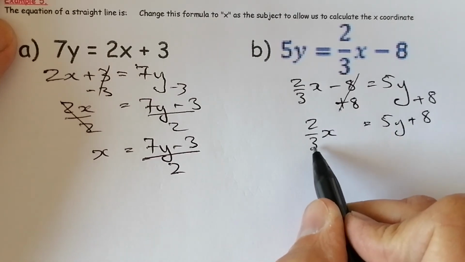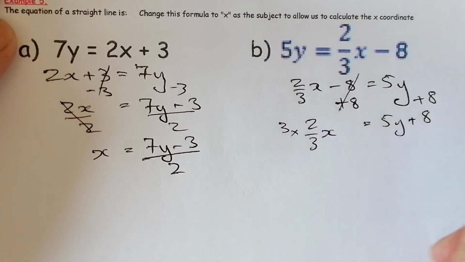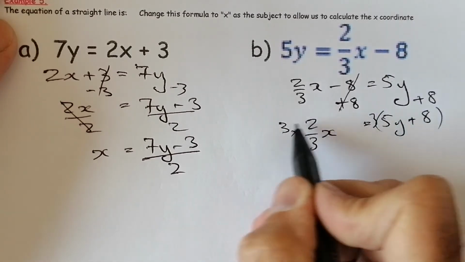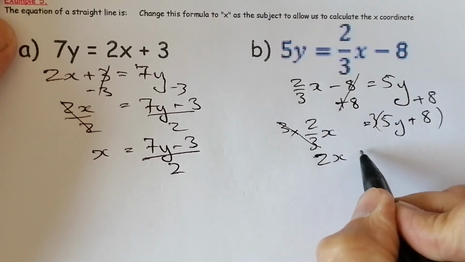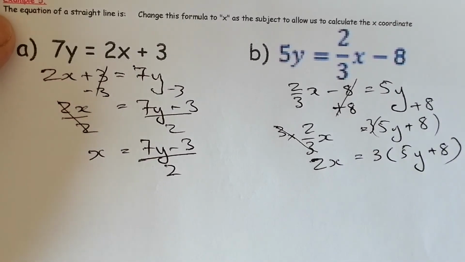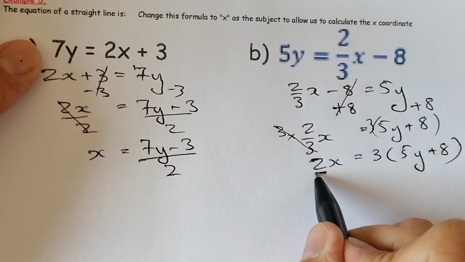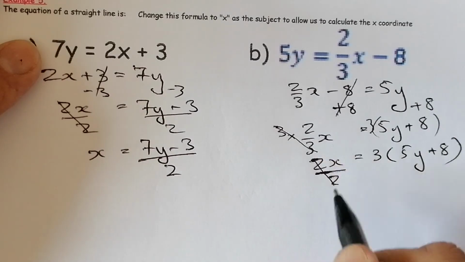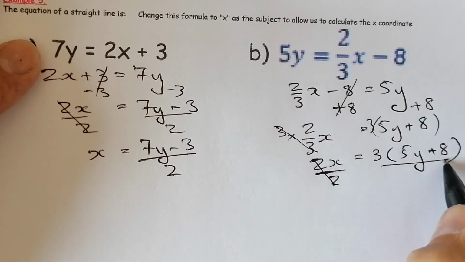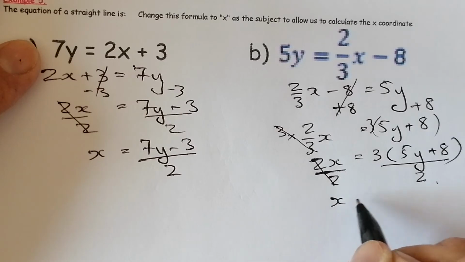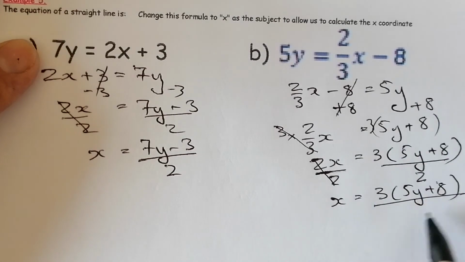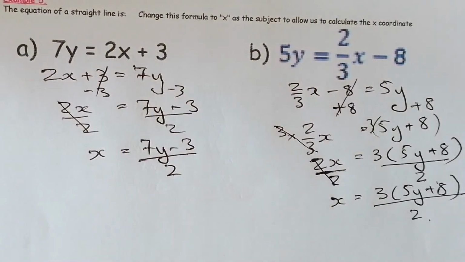I'm then going to remove that 3 by multiplying both sides by 3. Remember, I'll bracket that and put a 3 in there, because that's 3 times both of these things. The 3's are eliminated, leaving 2x is equal to 3 with a bracket, 5y plus 8. I now don't want 2 of them, I only want 1, so I'm going to divide by 2, which gives 1x is equal to, and we'll divide the right-hand side by 2 as well. So x is going to be equal to 3 with a bracket, 5y plus 8, and that'll all be divided by 2. And that's our final answer.